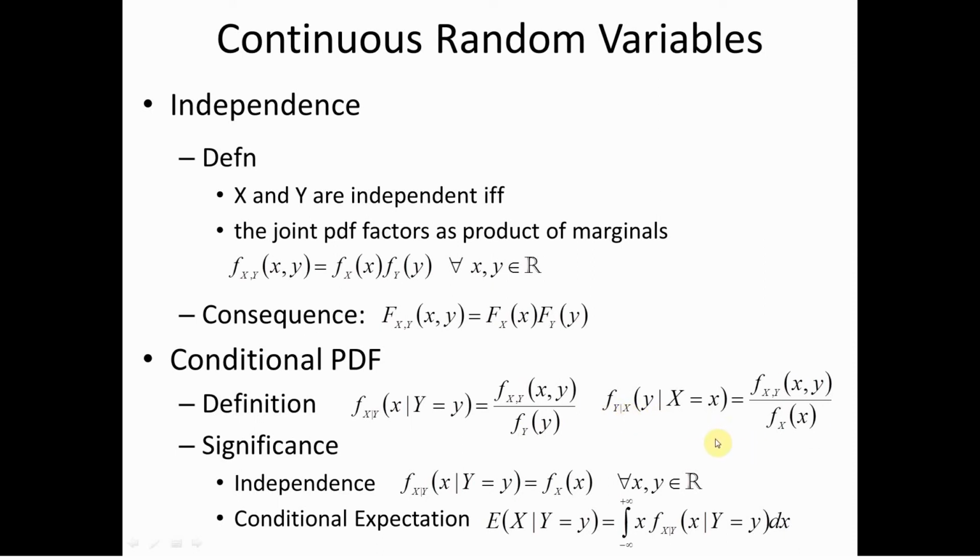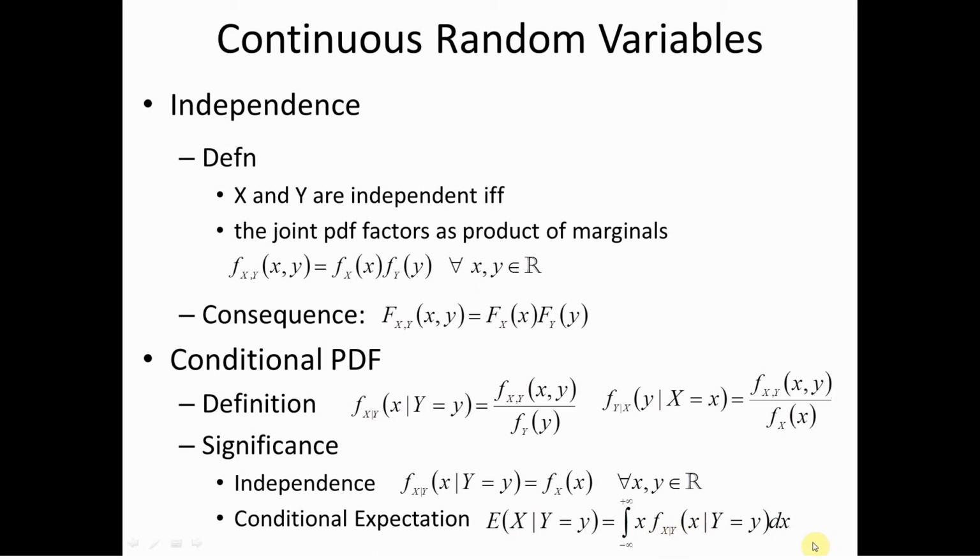Now there's two reasons why we're interested in getting that conditional PDF. The first is that we have a nice condition for independence. Basically, if the conditional PDFs are the same as the marginals for all x and y, then x and y are independent. We can also find conditional expectations. If we take the conditional PDF and integrate it over that random variable, we get the expectation of x given capital Y is equal to y. So this is something that we're interested in doing sometimes.